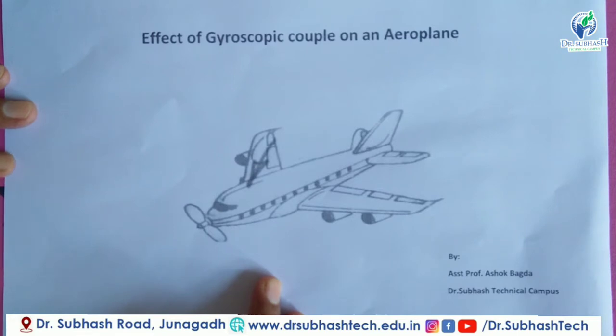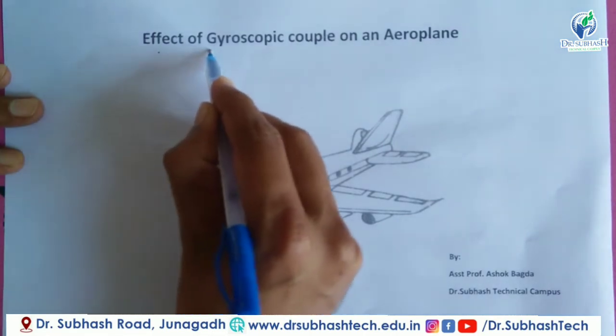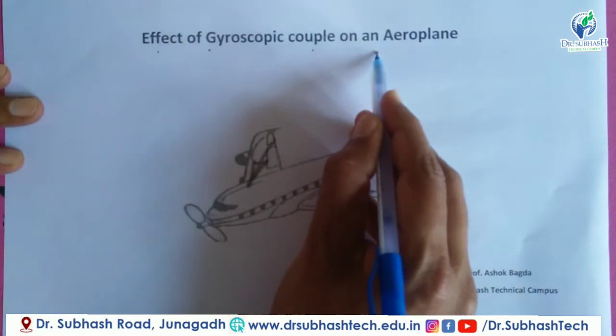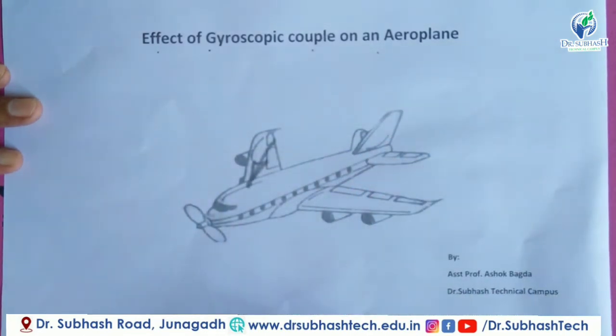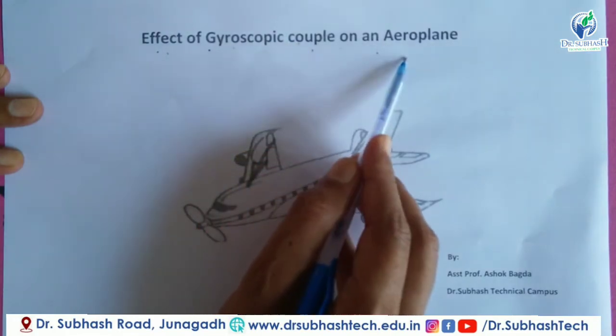Subhash Technical Campus, and today we are going to discuss the effect of gyroscopic couple on an aeroplane. So my dear friends, in our last lecture we discussed the basic principle of gyroscope: what is active gyroscopic couple, what is reactive gyroscopic couple, what is the axis of spin, and what is the axis of precession. Okay, so these terms we have already discussed in a previous lecture. In today's lecture we will discuss the effect of gyroscopic couple on an aeroplane.